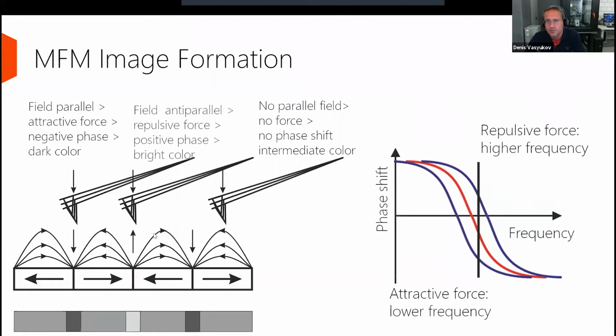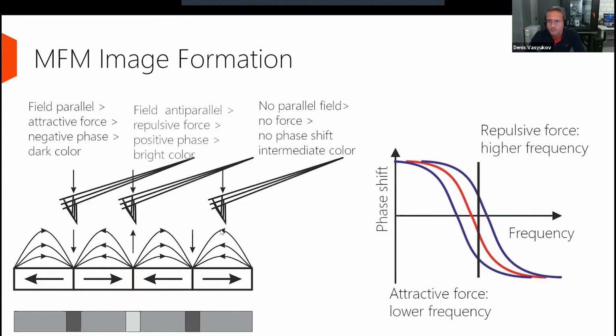A second situation is when the dipole of your tip is anti-parallel to the local magnetic field. In that case, you see that it's a repulsive force. Repulsive force would mean a higher frequency, positive phase shift, and that will be shown as a brighter color in our measurement software. And the third option is that the field in the tip has zero projection on your local magnetic field, so they're orthogonal to each other, not parallel. So you will see no phase shift, and the color will be grayish or an intermediate color.